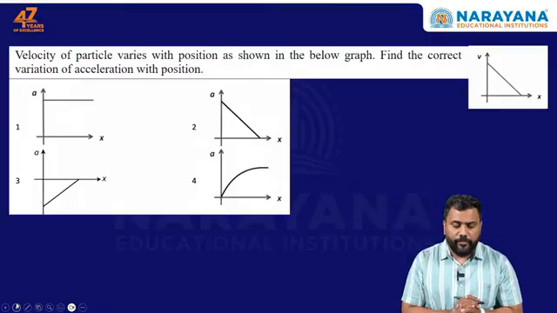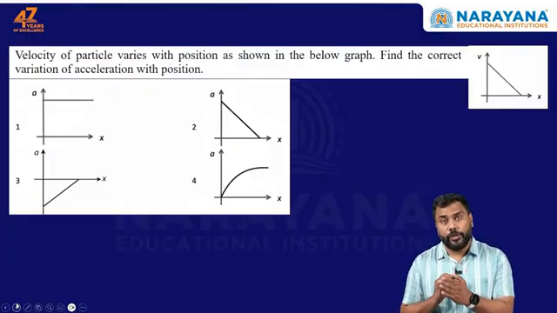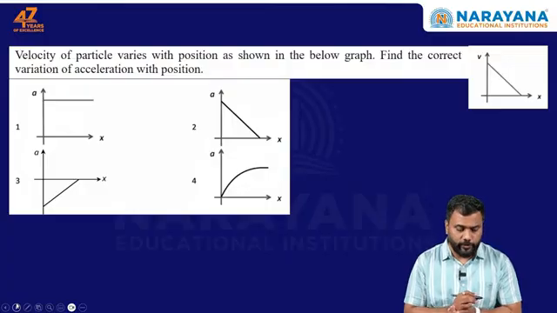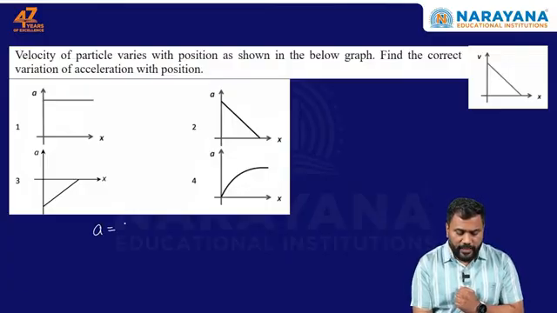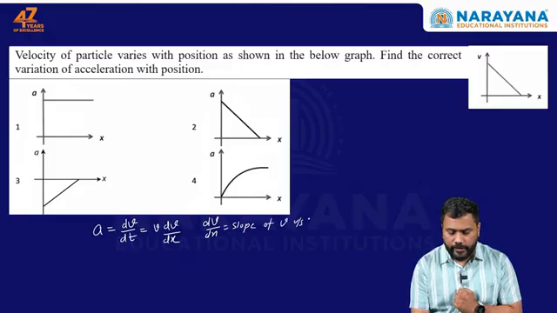The velocity of a particle varies with position as shown in the below graph. Find the correct variation of acceleration versus position. If we see, there is a velocity versus position graph given to us. We have to convert velocity versus position into acceleration versus position. For this, we will use the expression that acceleration can be written in terms of velocity as dv by dt, but this can also be replaced as v into dv by dx. Now, dv by dx means the slope of the velocity versus position graph.